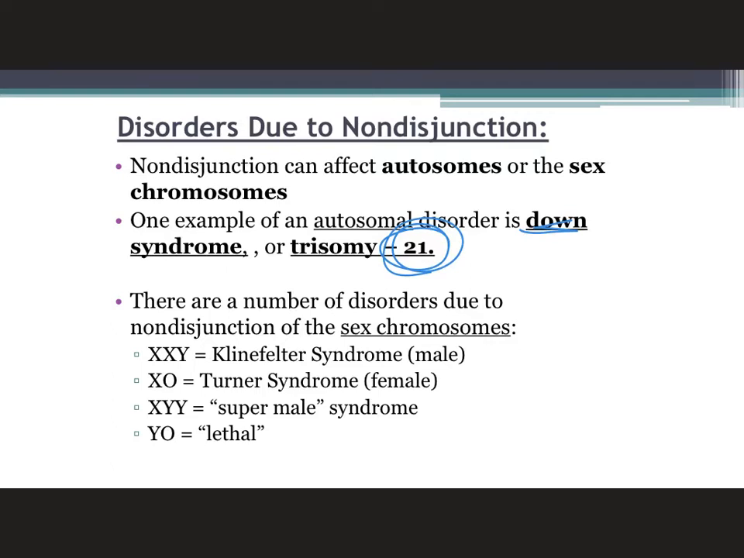The sex chromosomes, like I said, Klinefelter, that would be male, XXY, has to be male because there's a Y chromosome. Turner syndrome is that females have just the X chromosome. Super male syndrome is XYY. And like I said, if there's a zygote that only has that Y chromosome, that embryo will be spontaneously aborted because they don't have enough genes. Without the X chromosome, that embryo will not be viable.